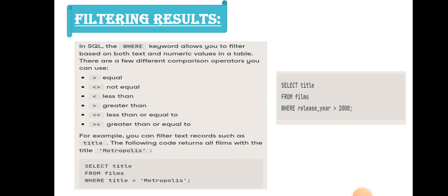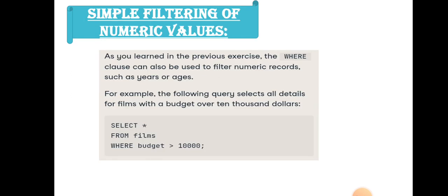The following code returns all films with the title Metropolis. SELECT title FROM films WHERE title = 'Metropolis'. Or another example is SELECT title FROM films WHERE release_year > 2000. Simple filtering of numeric values.